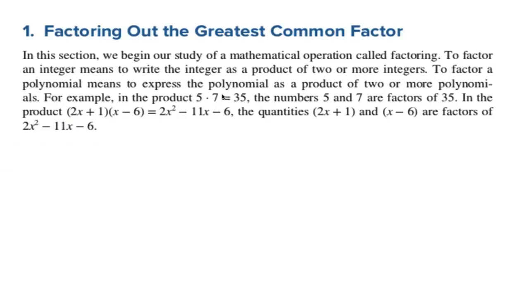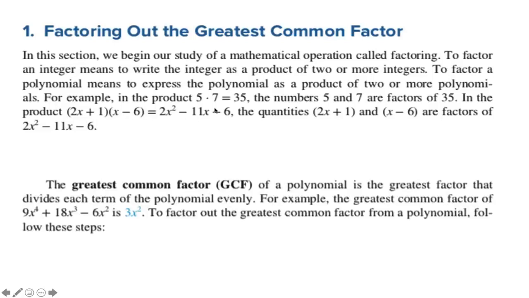Okay, so what does that mean, a factor? Factor means that we want to write a certain expression as a product of two smaller units. So for example, we factor 35 into 5 and 7. We can factor this trinomial into a product of two binomials, for example. So 5 and 7 are factors of 35. 2x plus 1 and x minus 6 are factors of this polynomial.